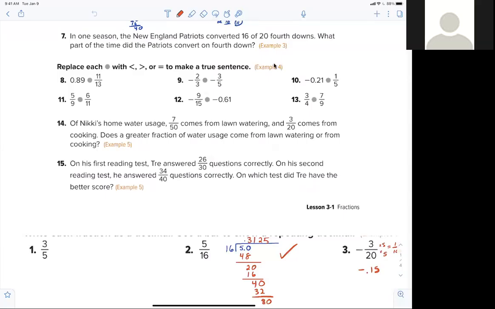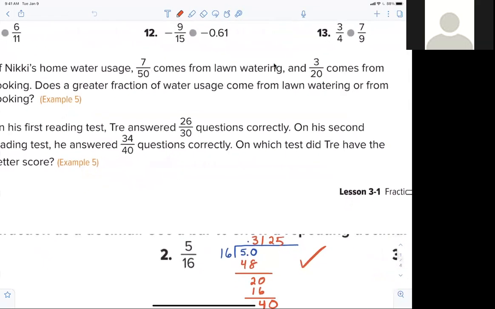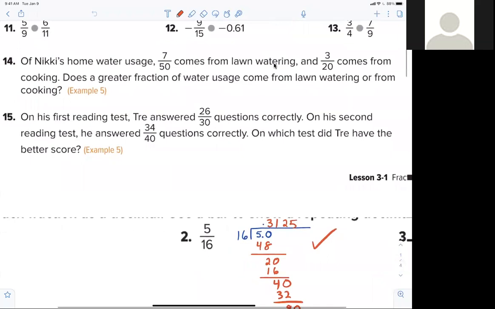We are going to check out 14 and 15. All right, let's everybody start with that. So 7 out of 50 and 3 out of 20. All right, we have to compare. Thank you. We have to compare.